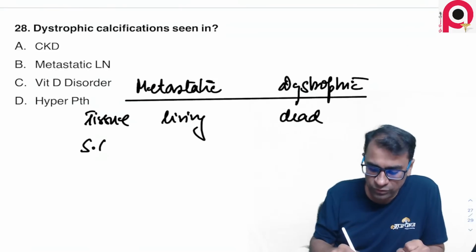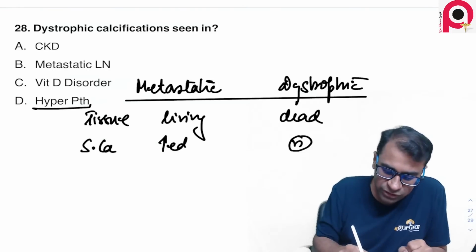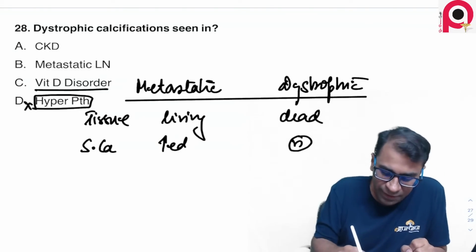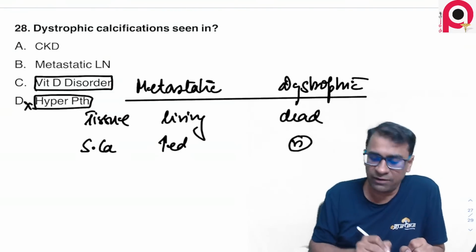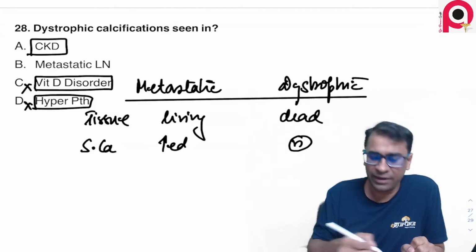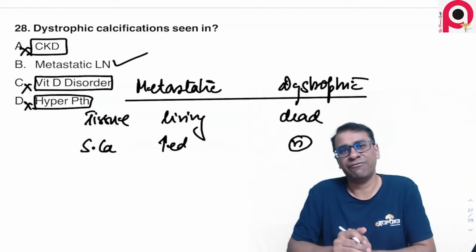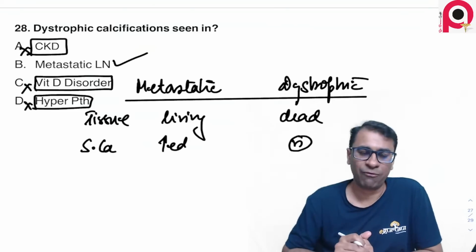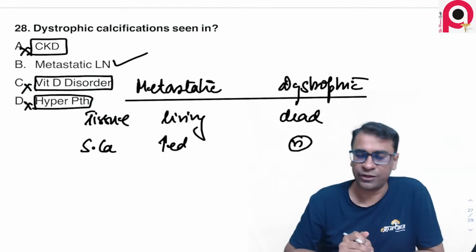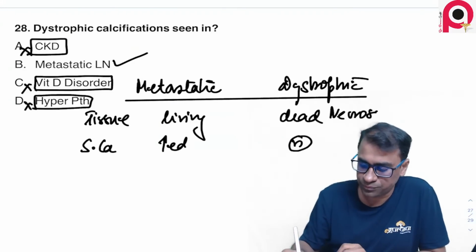In dystrophic calcification, serum calcium level is normal, whereas in metastatic it is raised. In hyperparathyroidism serum calcium is raised, so it cannot be the answer. In vitamin D disorder again calcium level is raised, it cannot be the answer. In CKD it can be hypercalcemia, so it cannot be the answer. So the only possible answer is metastatic lymph node, which can show such calcification in which the serum calcium level remains normal and still it can lead to dystrophic calcification occurring in dead, that is necrosed, tissue.